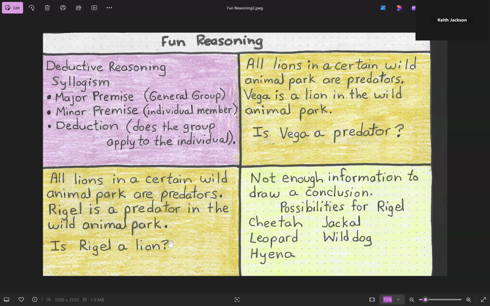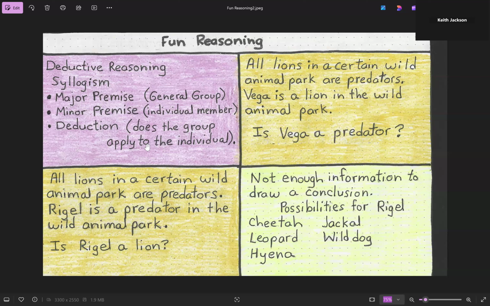All right, so let's see if it applies to our major premise, our minor premise, and our deduction. And so all lions in a certain wild animal park are predators. Okay, so that's the general group. And it says Rigel is a predator in the wild animal park. All right, so now here's where it gets a little shaky because we know that Rigel is a member of predators, but we don't know if he is a member of the lion group right here, right? So this is what we don't know. This is where the information gets shaky.